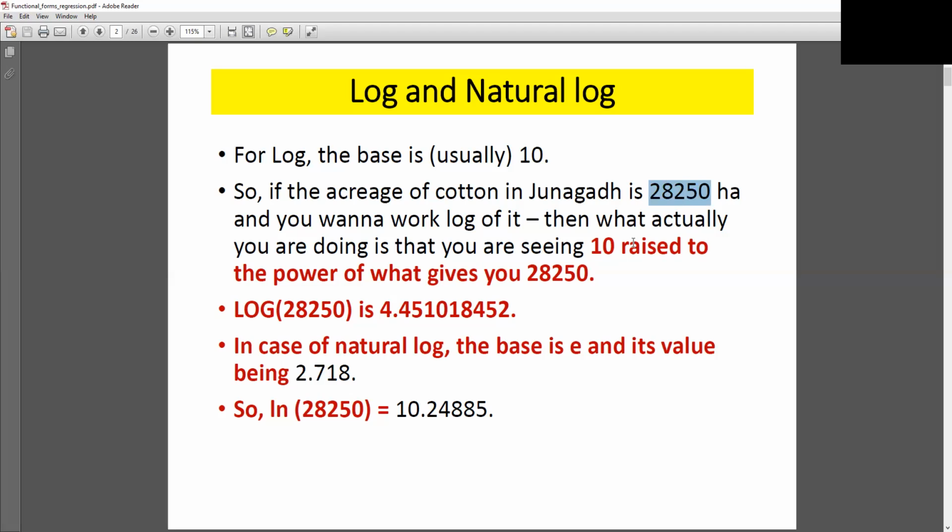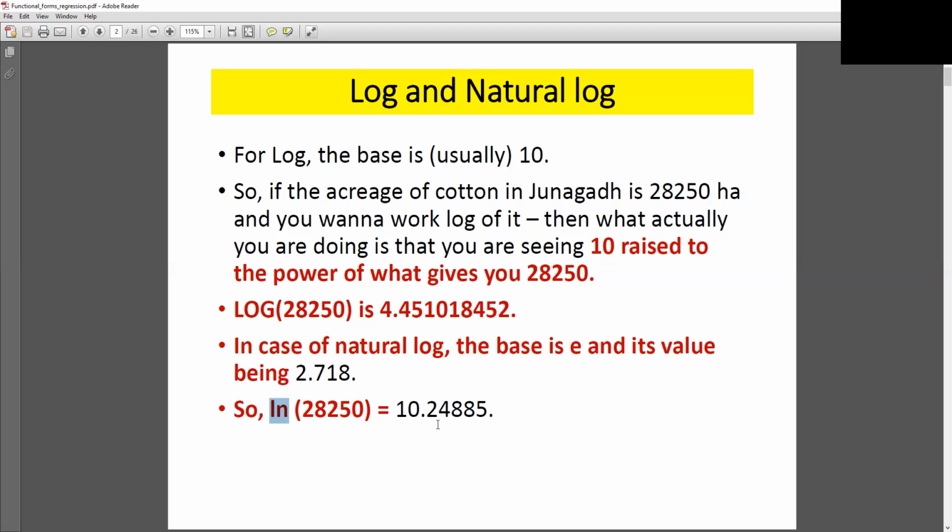So if the area of cotton in Junagadh is like 28250, you can take log of it. Simply, log base 10 is 10 raised to the power of what gives you this number. So 10 raised to the power of 4.45 can give us 28250. So simply in Excel, you can go for log of this and it gives you this. In case of natural log, instead of typing LOG in Excel, you can simply type LN, natural log. So LN 28250 gives you 10.24885.